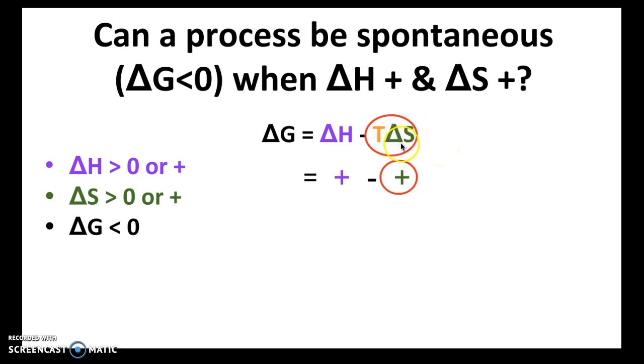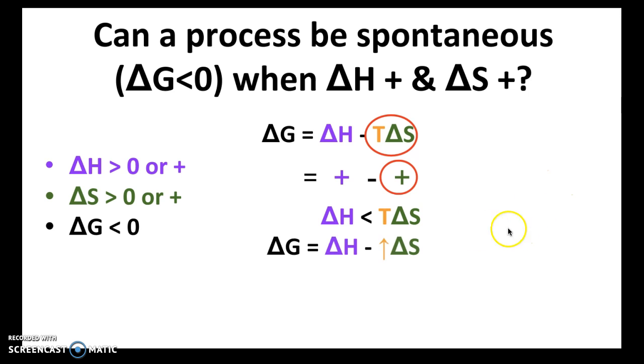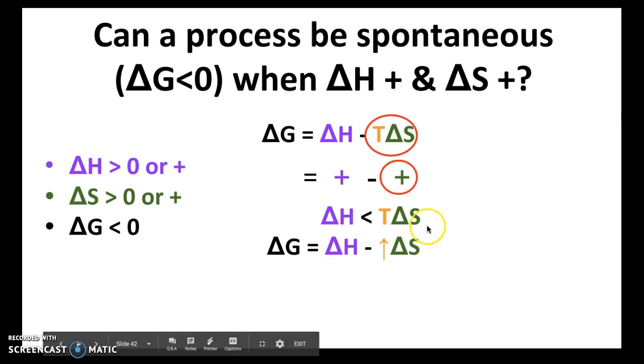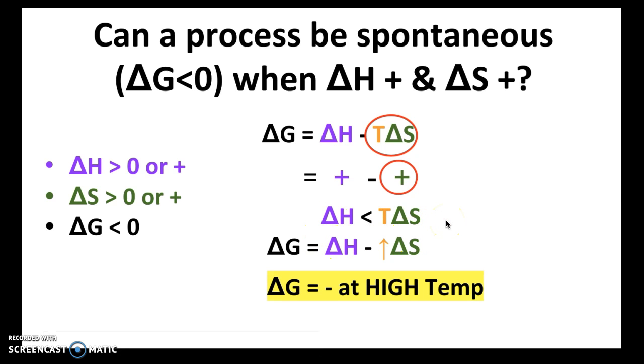Now we can't change delta S, but we can change temperature, our T there. So if we're going to change T, do you want to increase T, have a large T, or have a small T in order to get the second term to be larger? Right, so in order for the T delta S to be greater than the delta H, we need the temperature to be high. That means when delta H is positive and delta S is positive, the whole thing can be spontaneous when you have a high temperature.